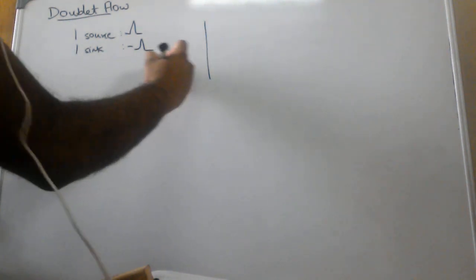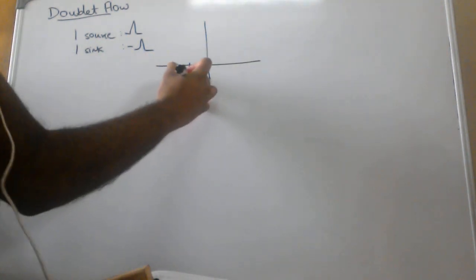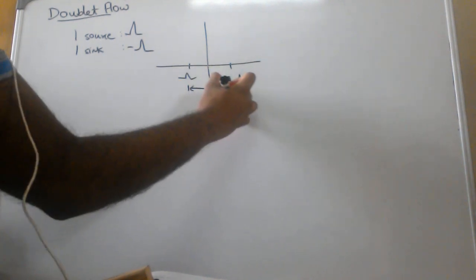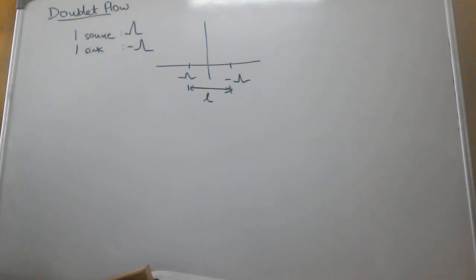In a doublet flow, we use one source of some strength, let's say lambda, and one sink of strength minus lambda. So we have a source and we have a sink, and the separation distance, let it be called L.